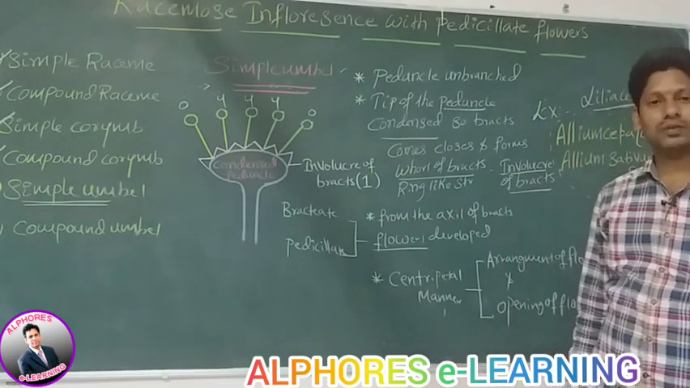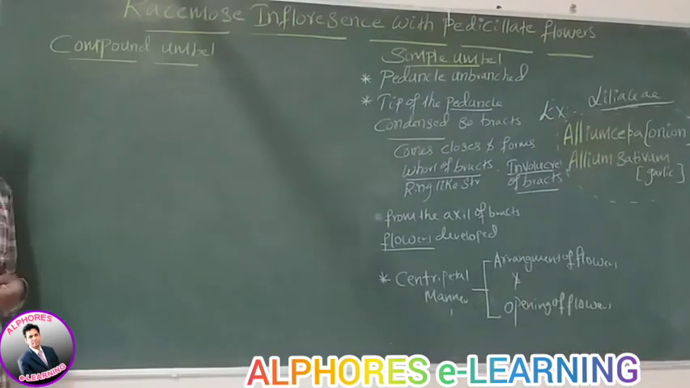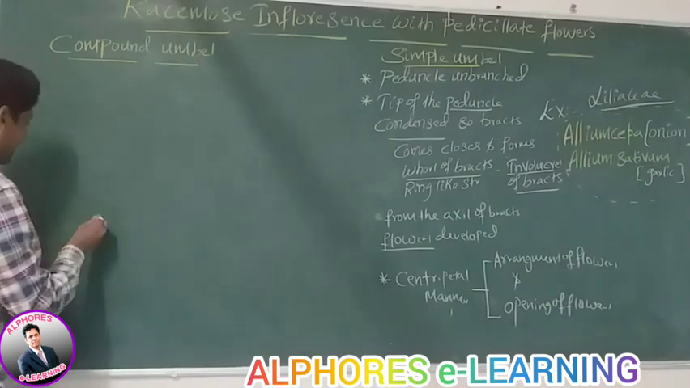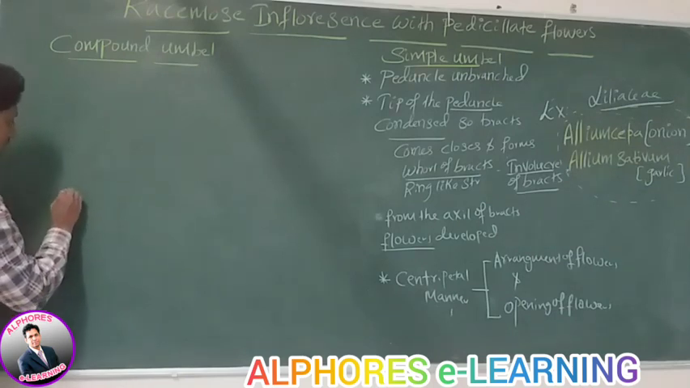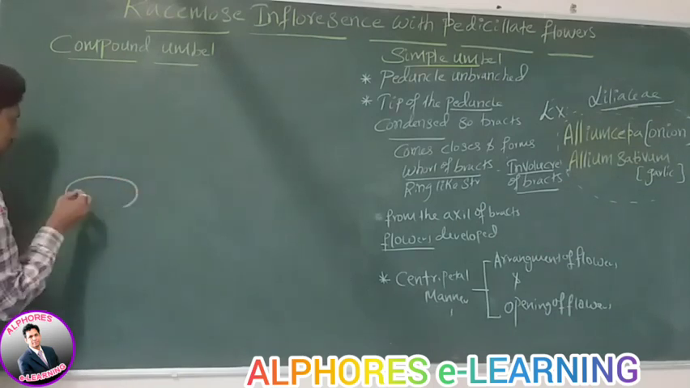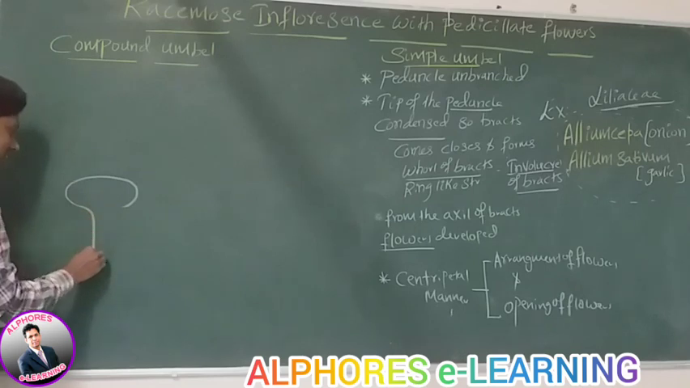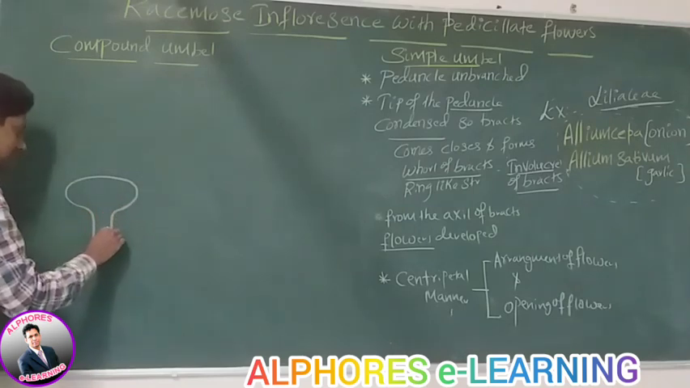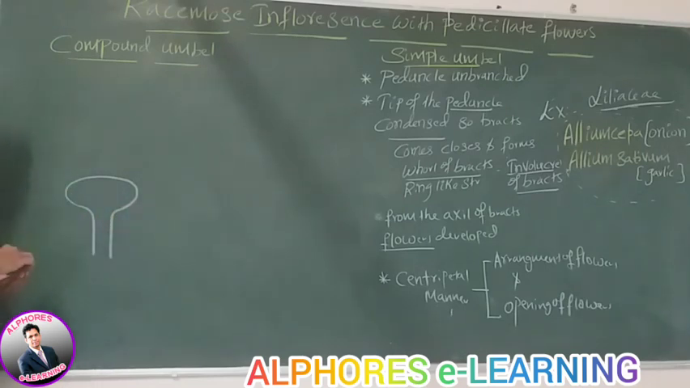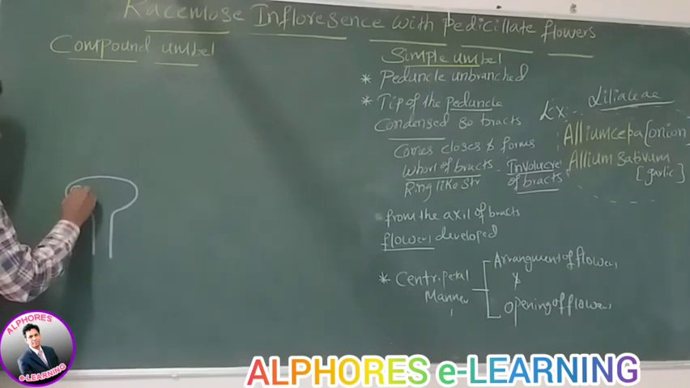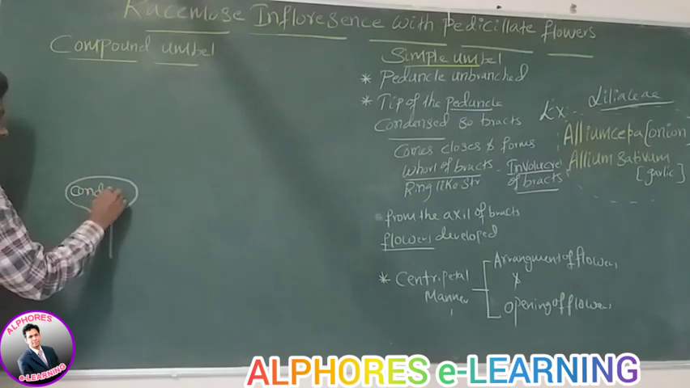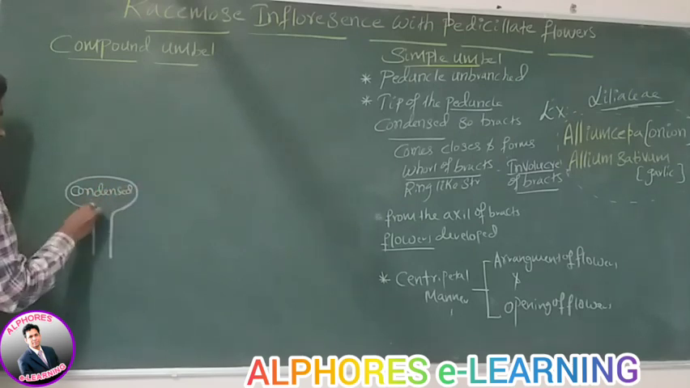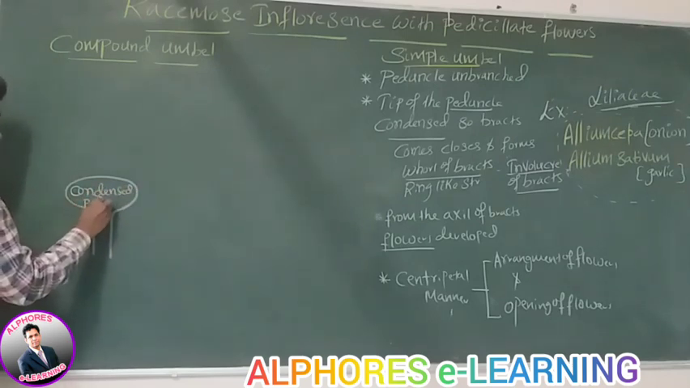Now go for the next one. Compound umbel, right? Now see here. In the diagram, first we have to draw the peduncle, right? Why is the peduncle like this here? Because the tip of the peduncle is condensed. Therefore, can we write here condensed peduncle? Yes. Condensed peduncle, right?